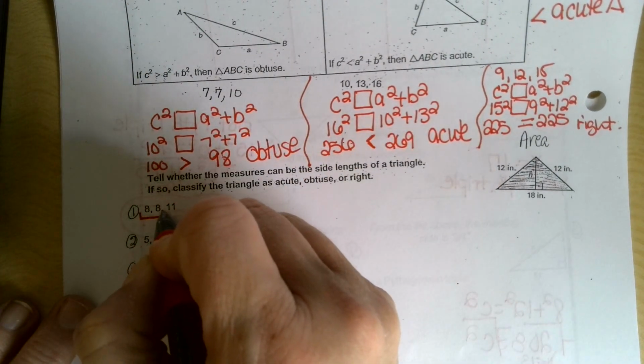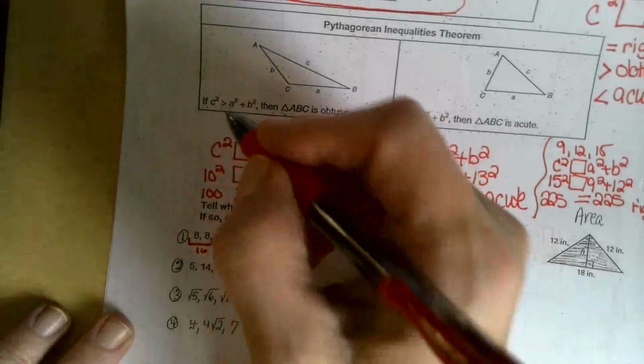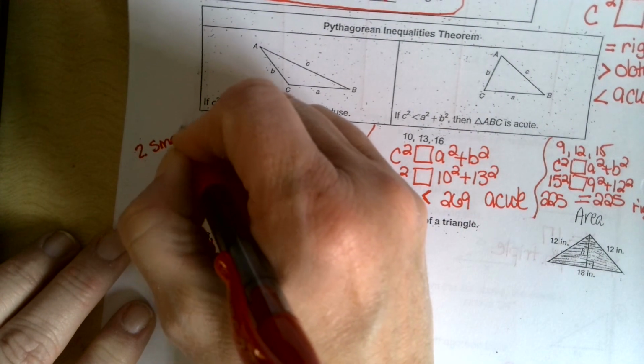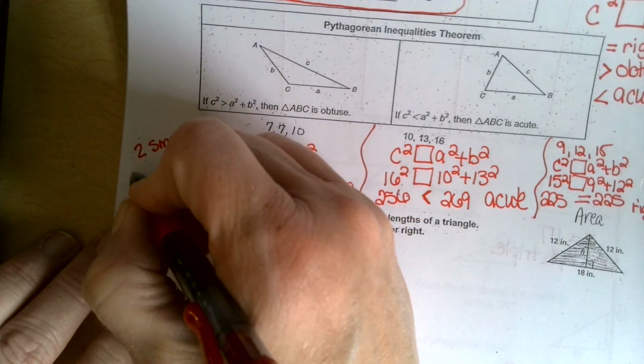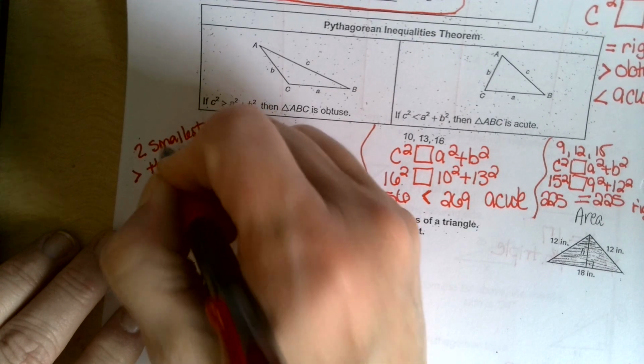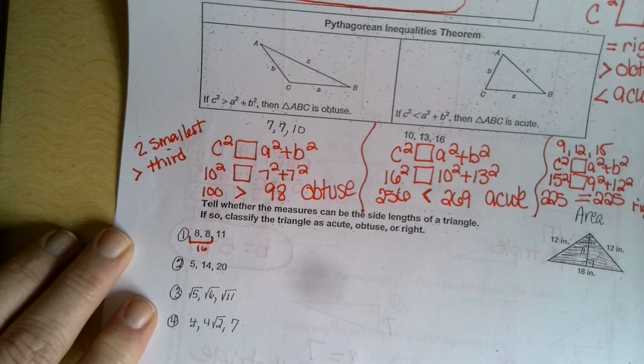Okay, so this gives me 16. 16 is greater than 11. If you need to write that down, the two smallest added together have to be greater than the third. And so this is a triangle.